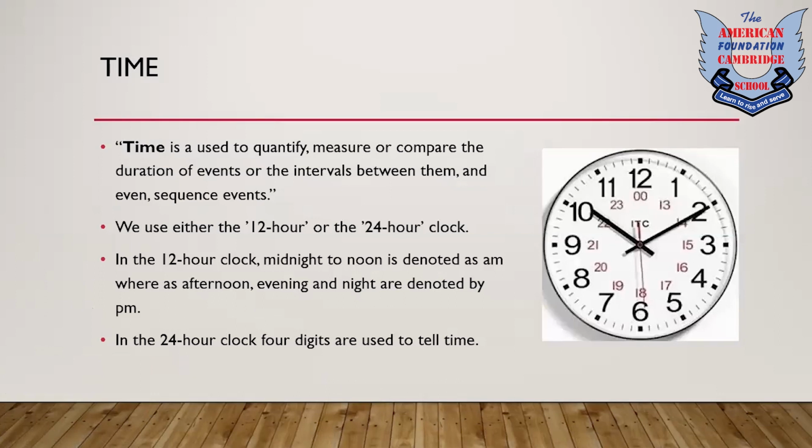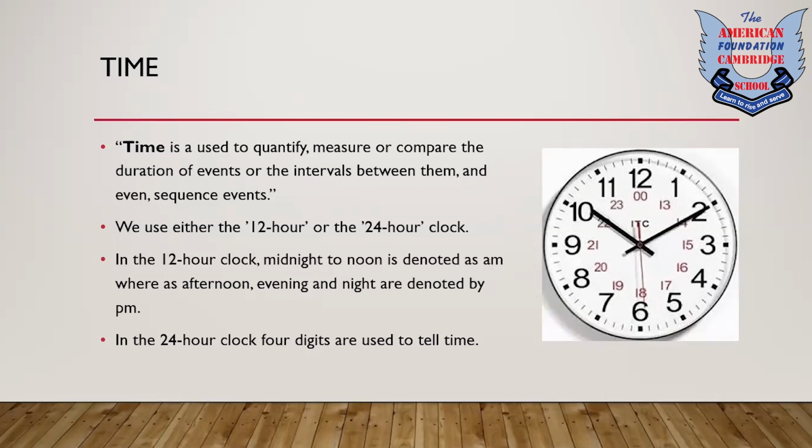Time. Time is used to quantify, measure, or compare the duration of events or the intervals between them and event sequences. We use time to calculate the duration of when something started and when something ended. We use a 12-hour clock or a 24-hour clock, that is clear. In the 12-hour clock, midnight to noon is denoted as AM, whereas afternoon, evening, and night are denoted as PM. Noon 12 till midnight 12 is regarded as PM, and midnight 12 till noon is regarded as AM.